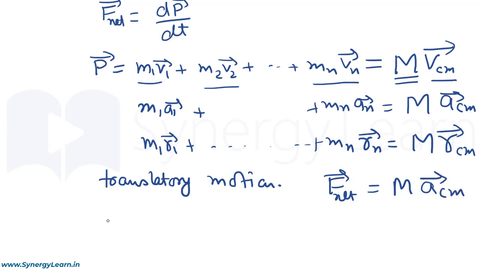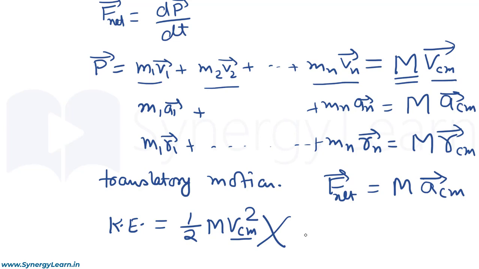But center of mass does fail in some cases, like representing the kinetic energy of the system. If I write it as half the total mass of the system and the velocity of center of mass squared, assuming that center of mass will represent the kinetic energy of the system because it was representing the system anyway, then this is wrong. Center of mass alone cannot represent the kinetic energy of the system.